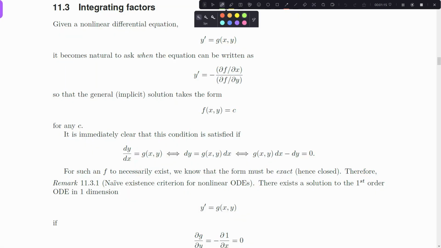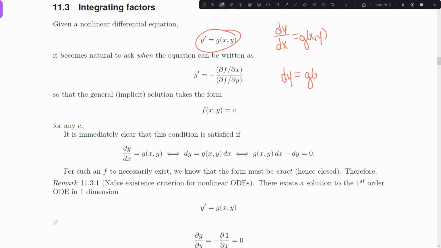How would I do that? Maybe I should write that out for you. Write something like dy over dx equals g of x y. I multiply across by dx, and I get dy is g of x y dx. And I subtract dy from the right-hand side. I have something like g of x y dx minus dy is 0.